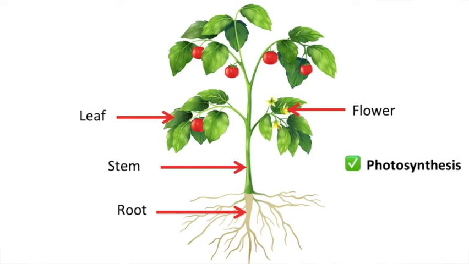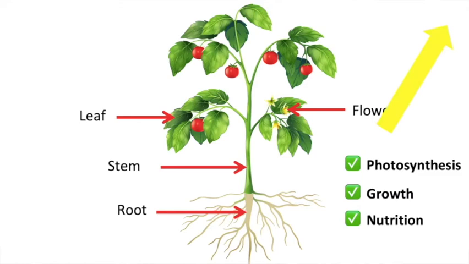Photosynthesis is the process in which leaves use sunlight, carbon dioxide, and water to create glucose and oxygen. This is essential for the plant to survive and to grow. Therefore, the leaves are required for nutrition. Leaves are usually big and flat in order to absorb a lot of sunlight for photosynthesis. If you would like to learn more about the process of photosynthesis, then click the video here.